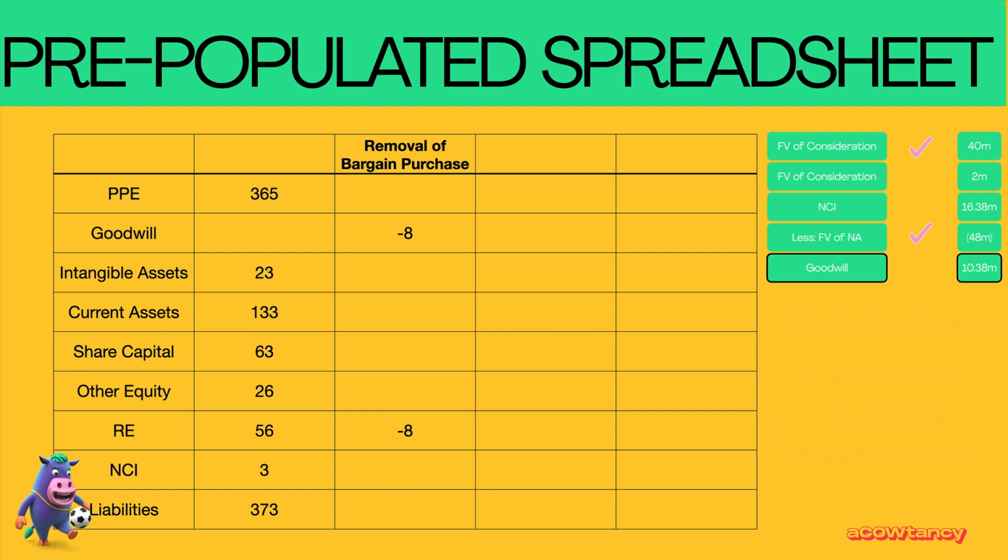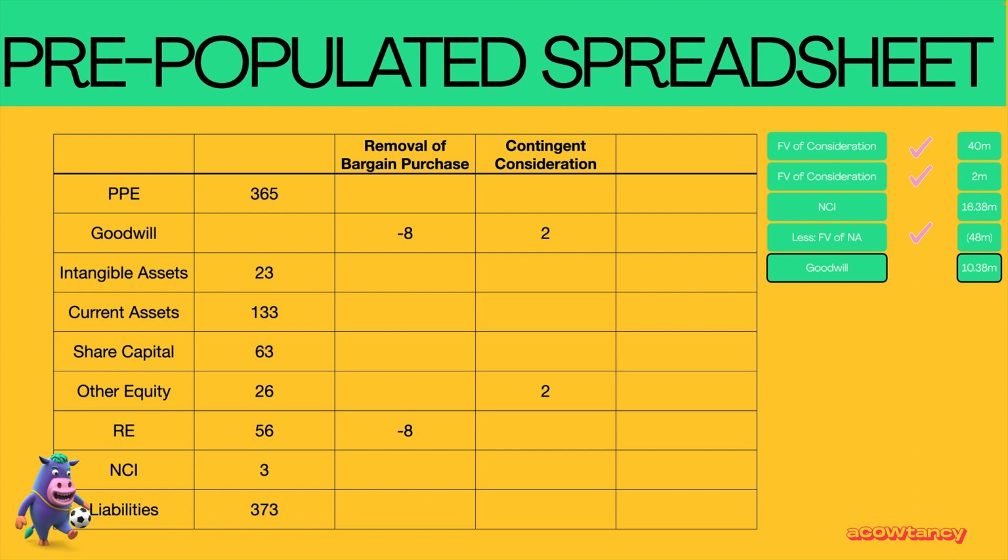Fair value of consideration next then. 2 million, the extra 2 million of our shares. So goodwill, contingent consideration, goodwill, 2 million. Our shares, we haven't issued them yet, so we can't put it to share capital. We're going to put it to other equity.